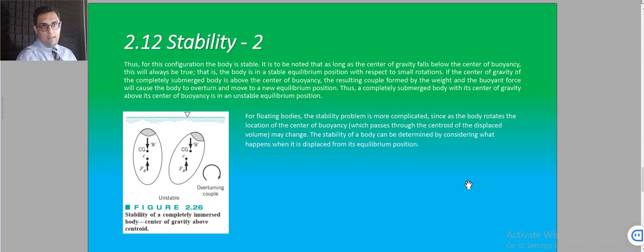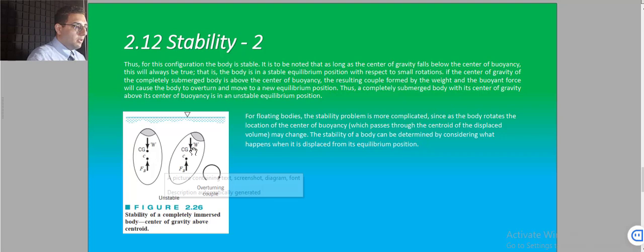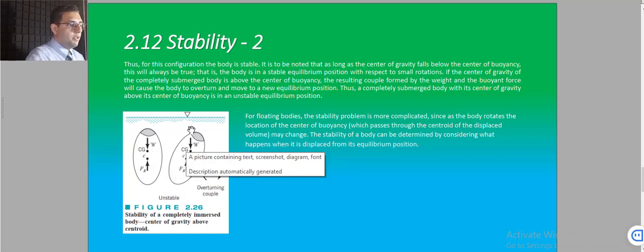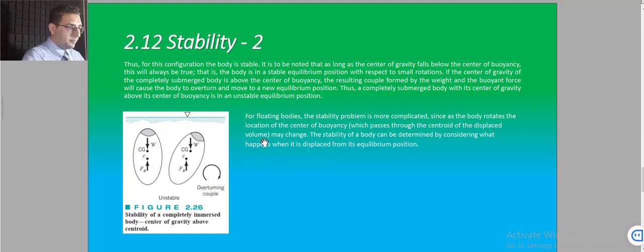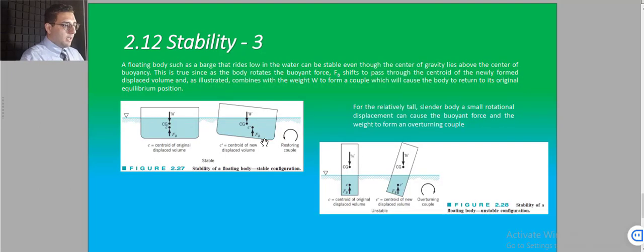At the other side, if the center of gravity is at the upside of the center of buoyancy, for example, center of gravity is here and the center of buoyancy is here. If the flotation upside downs the body, it is not going to be restored, since the weight force is much greater than the buoyancy force, which you are seeing here. It is going to be an overturning couple.